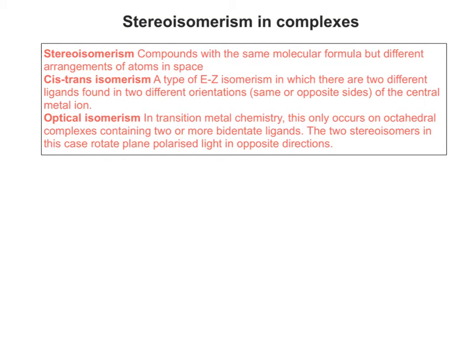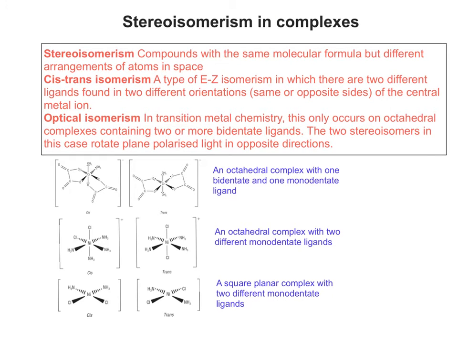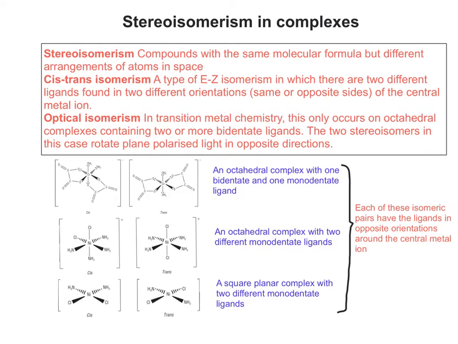So let's start with cis trans isomerism. First of all, you can see it applies to different shaped complexes and also different combinations of ligand types. But the important thing to notice is that each of the isomeric pairs have the ligands in opposite orientations around the central metal ion.